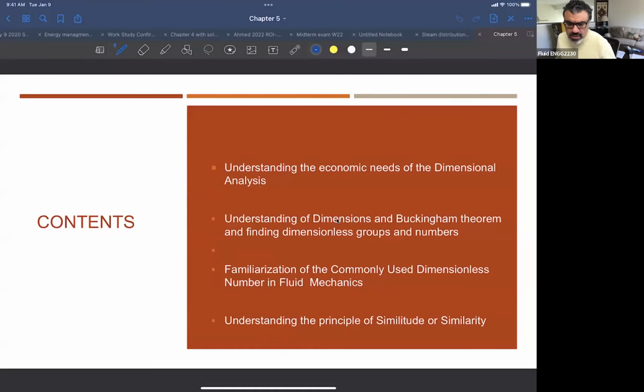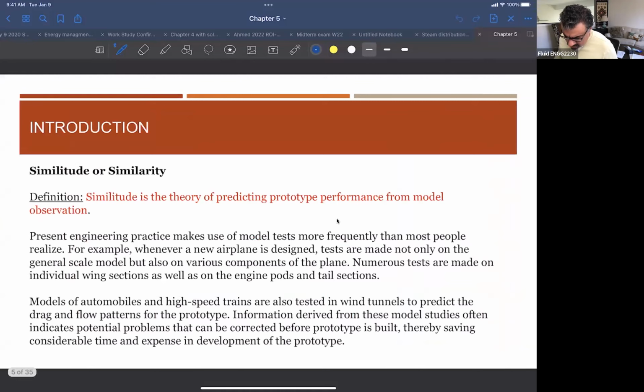So I promise you that this is not only applied to fluid mechanics, but also applied to any other subject that is dealing with prototyping or design and so on. And then we can get a little bit familiar with what we call the common dimensionless group numbers in fluid mechanics especially, and then understand what is a similitude and similarity. Okay, when we are talking about modeling, or building a model for an actual device, what kind of similarity are we talking about here? Okay, so let me start with similarity and similitude.